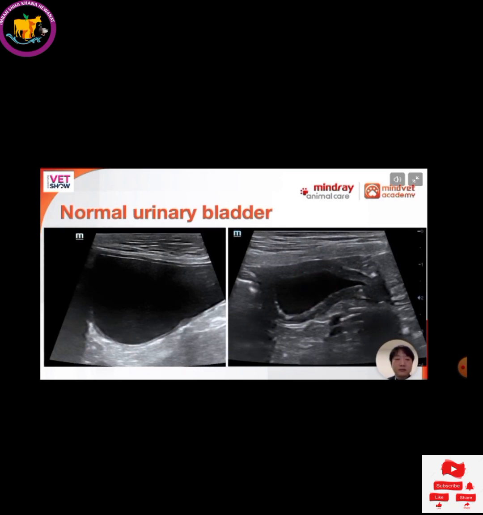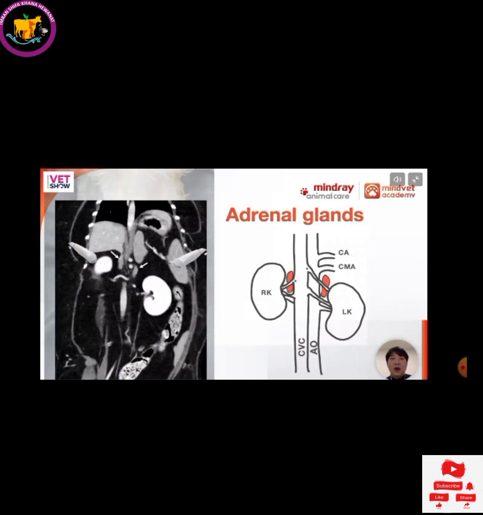Now I will talk about the adrenal glands. The adrenal glands are small paired structures located in the craniodorsal abdomen. Here is the left adrenal gland, here is the right adrenal gland, craniomedial to the kidney. This is the left kidney, this is the right kidney.